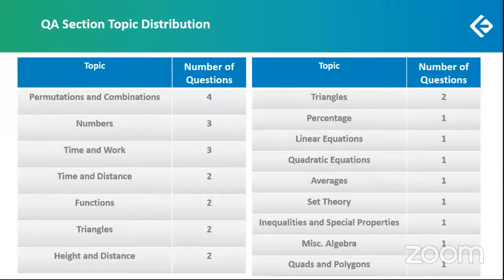So let's start with topic distribution. This is how the topic distribution looks like in EOM 8. There were 4 questions from permutation and combination, so a good share from PNC, and 3 questions each from number system as well as time and work. 2 questions each from time and distance, functions, triangles, and height and distance. 1 question each from percentage, linear equation, quadratic equation, average, set theory, inequality, special property, miscellaneous algebra, and quads and polygons. So it looks like a very balanced paper where each topic gets its representation.